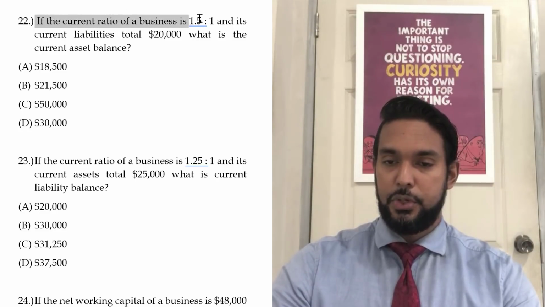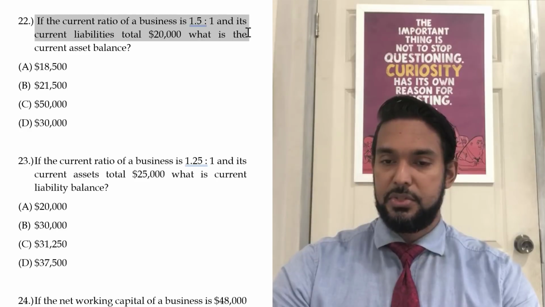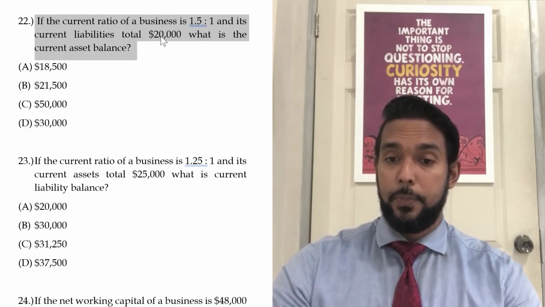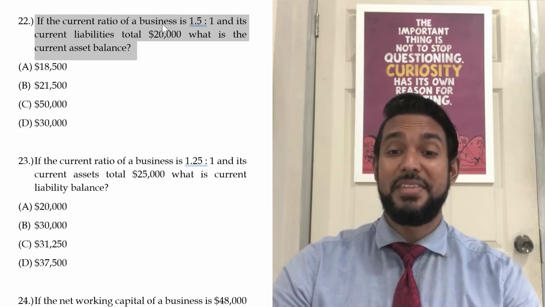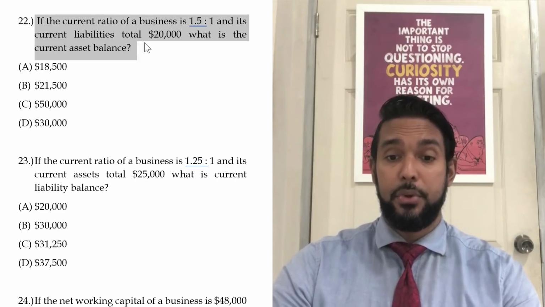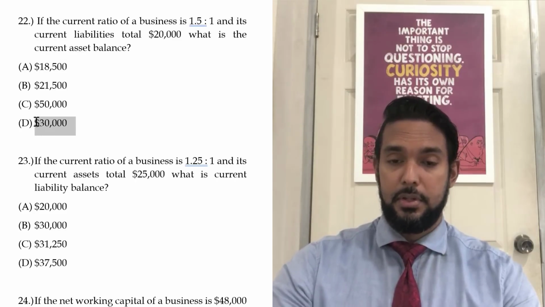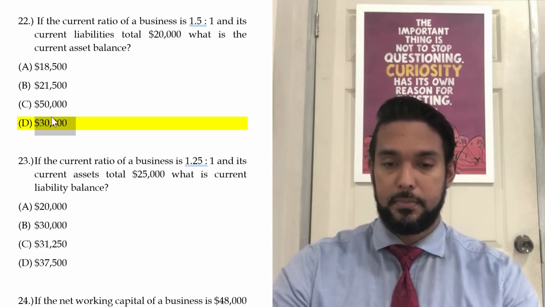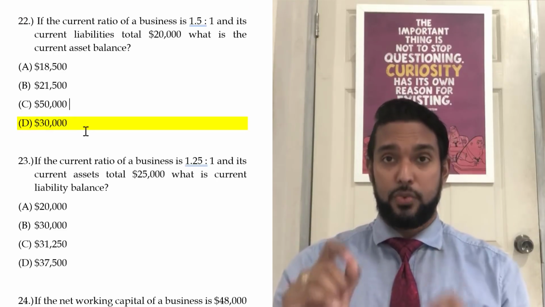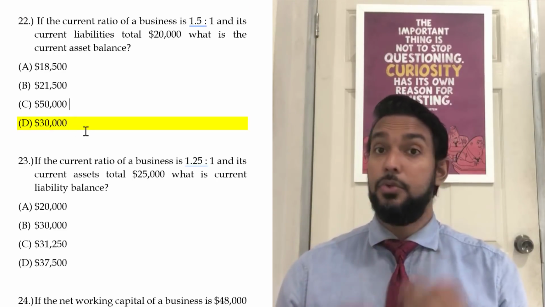So if the current ratio of a business is 1.5 to 1 and its current liabilities total 20,000, what is the current asset balance? So imagine that this 20,000 was here in the place of the 1. Current assets is therefore 1.5 times 20,000. And 1.5 times 20,000 is 30,000. If you need to write out these things to make it make sense to you, please go ahead.